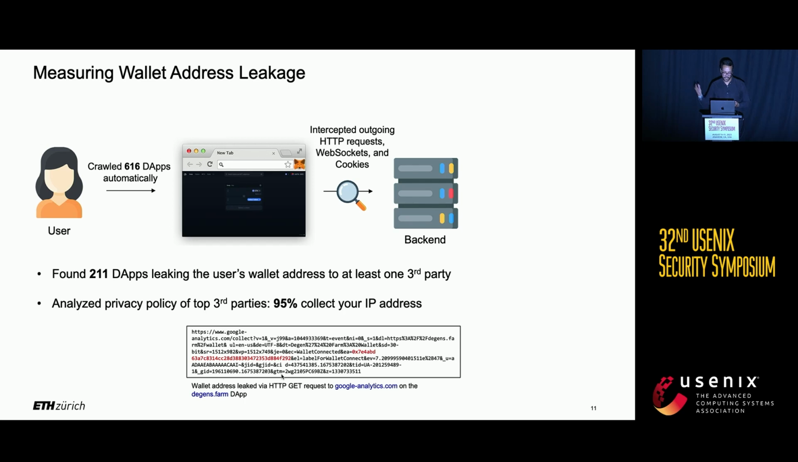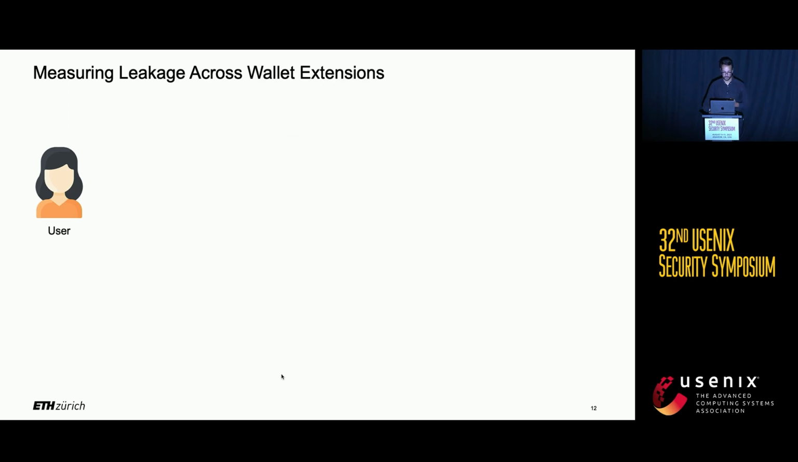So here's, for example, a very simplistic example. This is a DApp called Degens.farm, and there we detected in an HTTP GET request, in the parameters, our wallet address, highlighted in red, being leaked to Google Analytics.